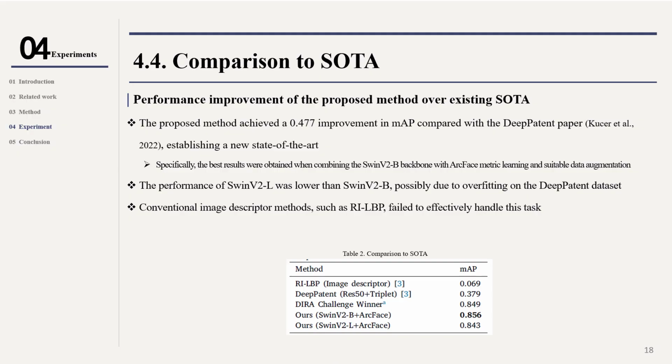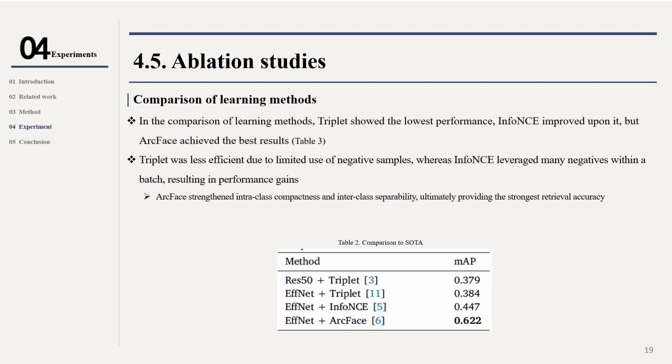Conventional image descriptor methods such as RILBP fail to effectively handle this task. In the comparison of learning methods, triplet shows the lowest performance. InfoNCE improved upon it, but ArcFace achieved the best results. Triplet was less efficient due to limited use of negative samples, whereas InfoNCE leveraged many negatives within a batch, resulting in performance gains.